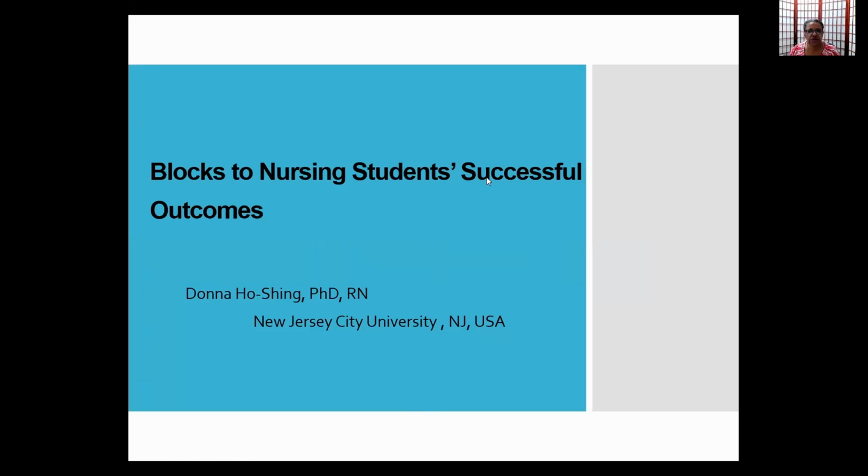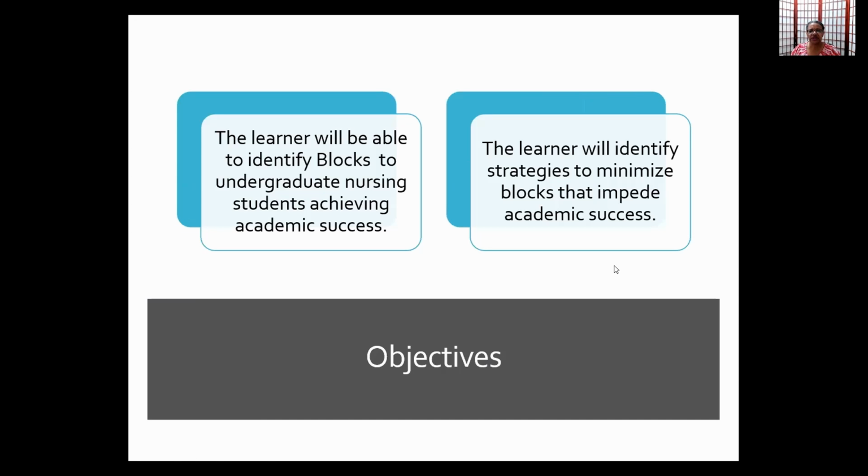So what I want to look at today is blocks to nursing student successful outcomes. What I wanted us to look at today, and hopefully achieve, is to be able to identify blocks to undergraduate nursing students achieving academic success. The learner will identify strategies to minimize blocks that impede academic success.